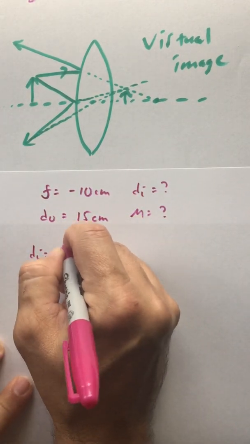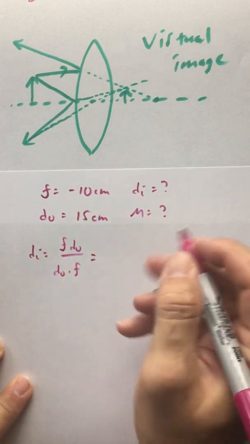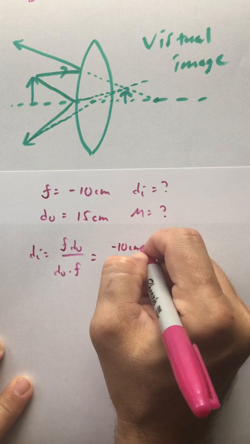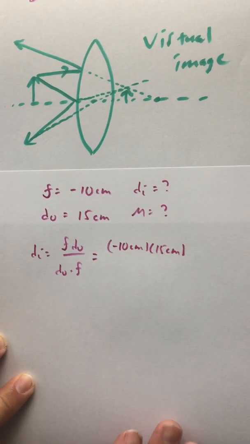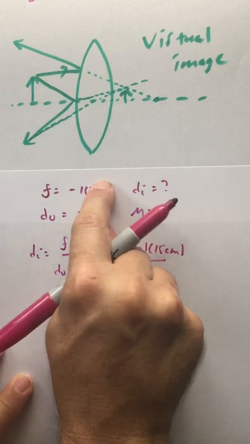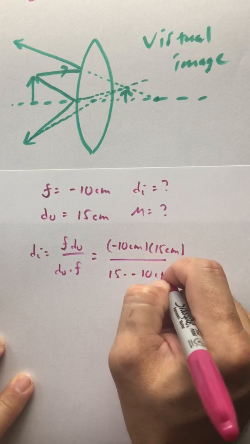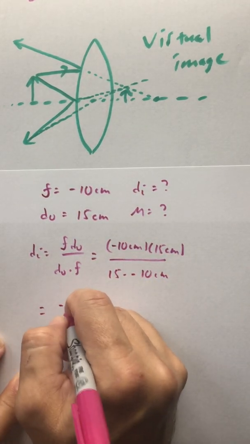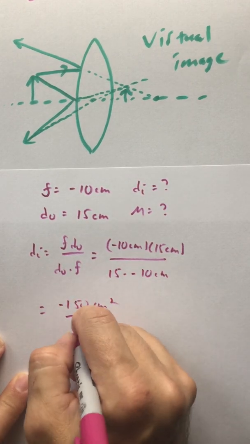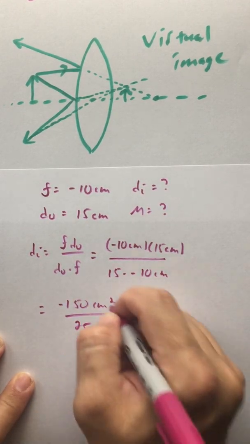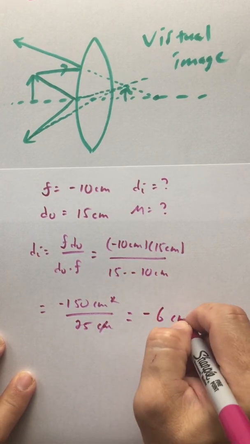Okay, distance to the image. I've got f dO over dO minus f. That is going to be minus 10 centimeters times 15 centimeters, over dO minus f, that's 15 minus negative 10 centimeters. What I'm going to get out of this is minus 150 square centimeters over 25 centimeters. Lose one of the units. And I'm going to get minus 6 centimeters.